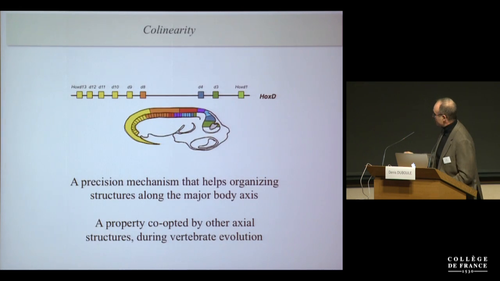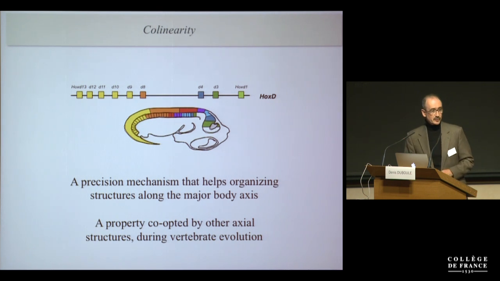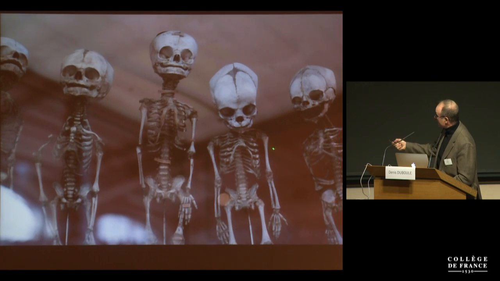Now, this collinear relationship is an extraordinarily precise mechanism that helps organize structures. This is a way the mouse has evolved to precisely activate transcriptionally these genes one after the other at the correct place. And this property has been co-opted by different structures during the evolution of vertebrates. Essentially, each time we produced a new axis, nature went into this stock of Hox genes and took some of them to help organize the structure. And the best example we have of this is, of course, the limbs, the appendicular skeleton.